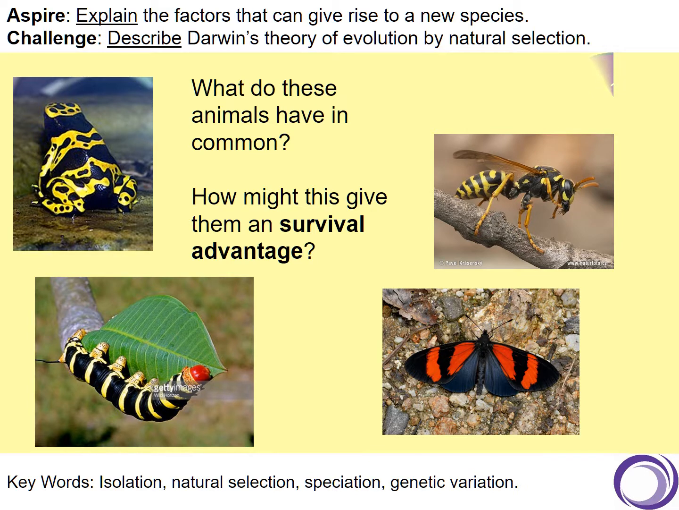Okay, so the animals have these brightly coloured markings in common, and it might give them a survival advantage because the markings might deter predators and scare them away. And they might look poisonous, so predators might not be as keen to eat them.